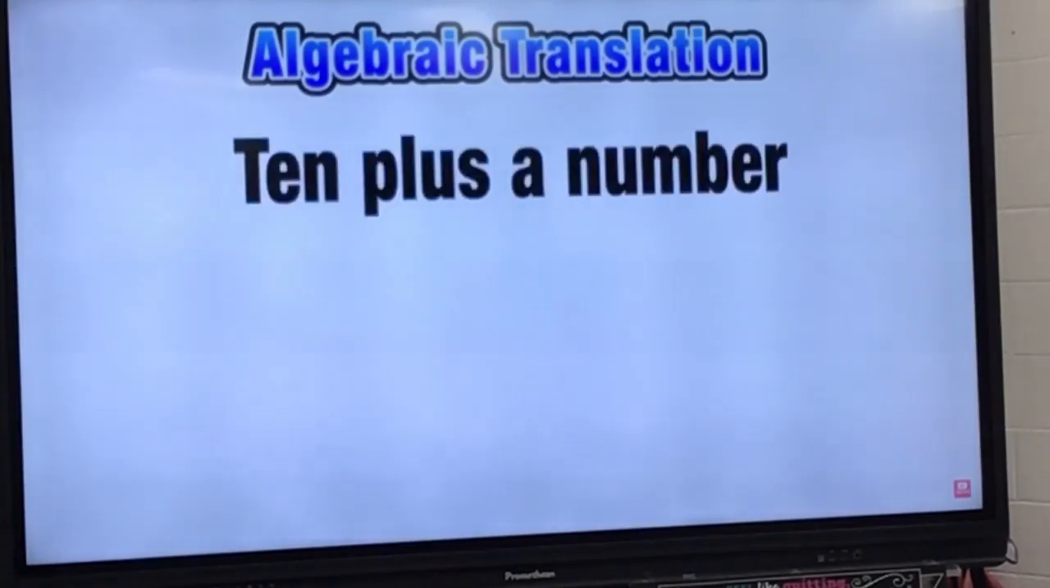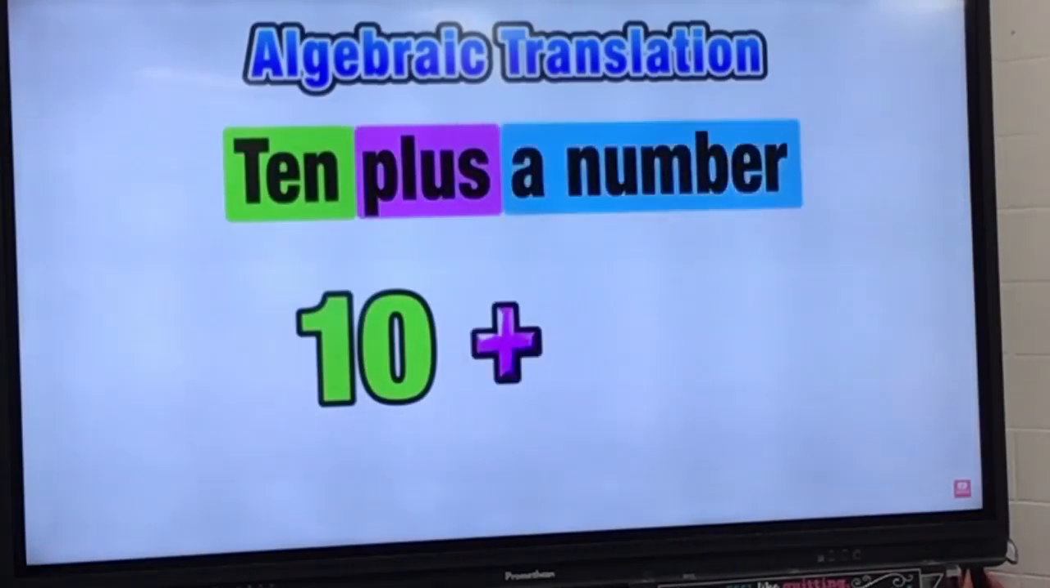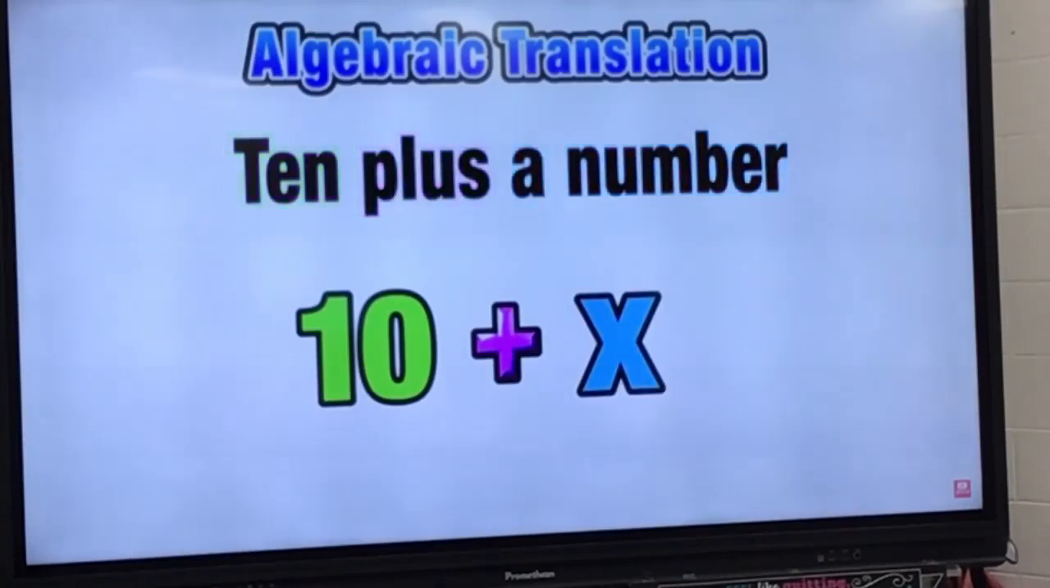So let's translate 10 plus a number. So again, it's an expression, so we have the number 10 plus, we know, is just addition, and then a number is just some unknown, we'll call it x. So that translates to 10 plus x.